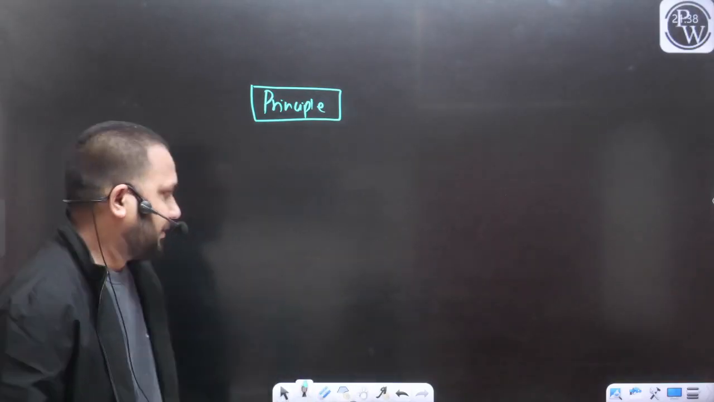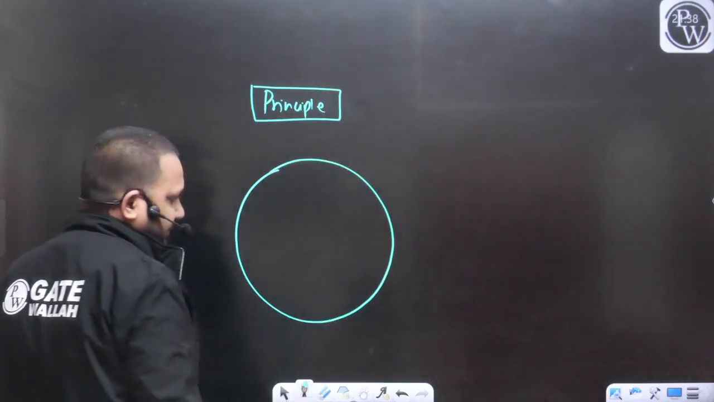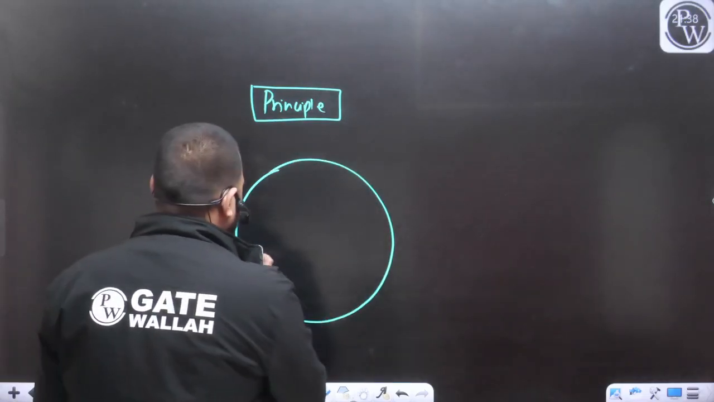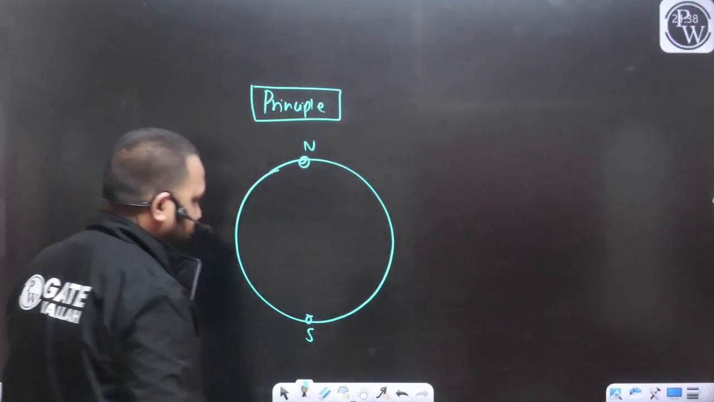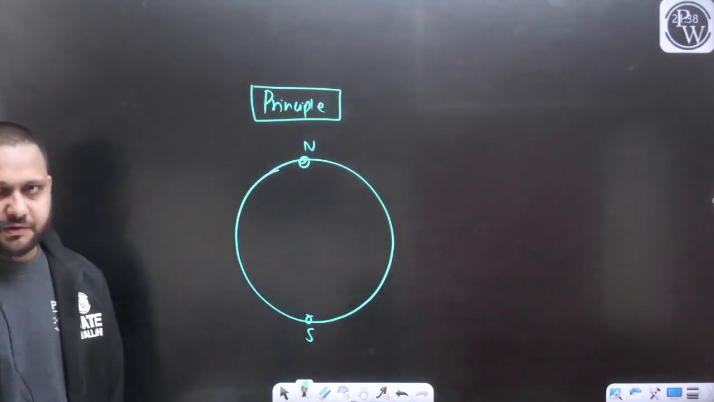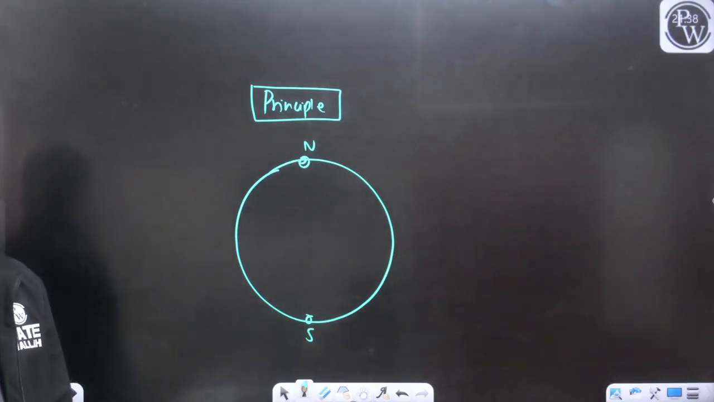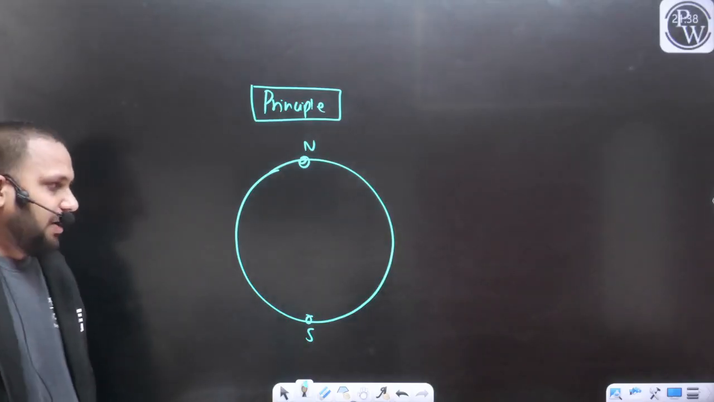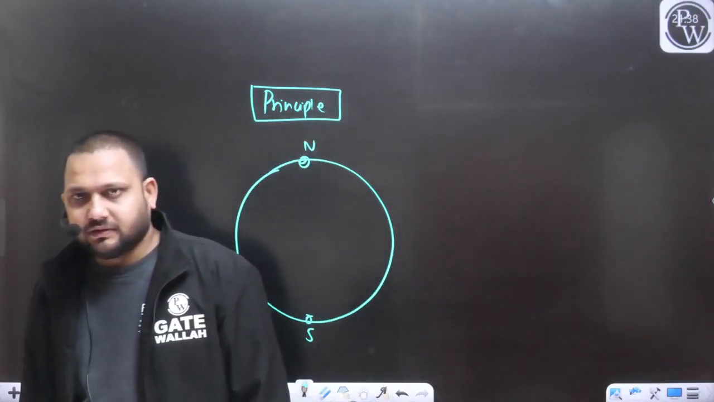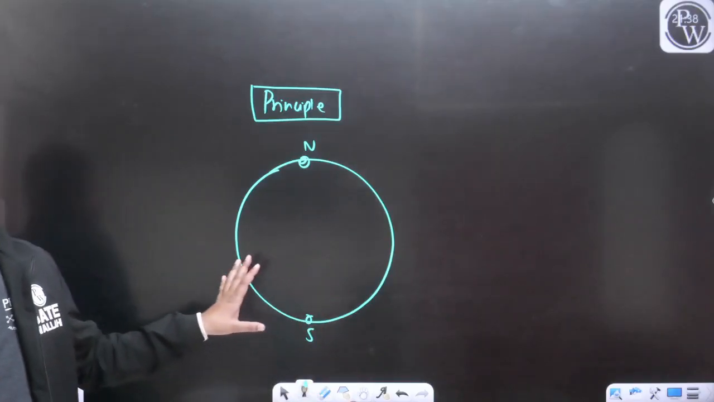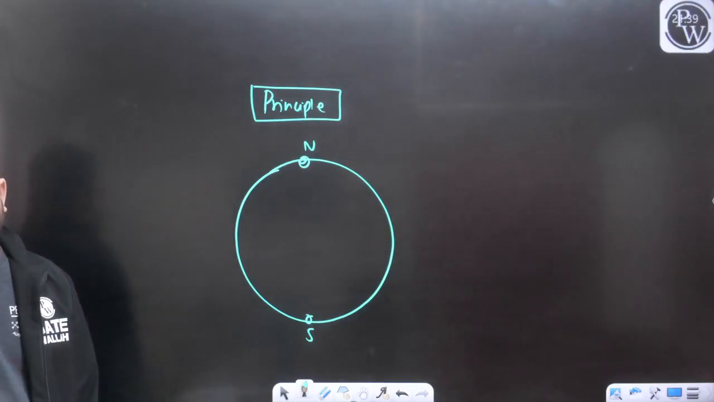How? Let's see. As we know, this is our earth. Yes or no? If we consider this our earth, this is going to be the north pole and this is going to be the south pole. But as we know, our earth is tilted on its own axis. This perfect position is not there.